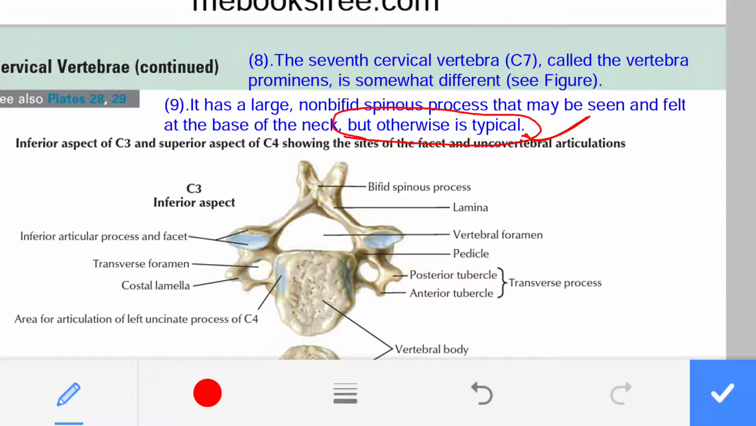So once again, we need to understand that the first two vertebrae, C1 and C2, that is the atlas and axis, are atypical vertebrae, unusual vertebrae, and C3 to C7 are typical vertebrae.